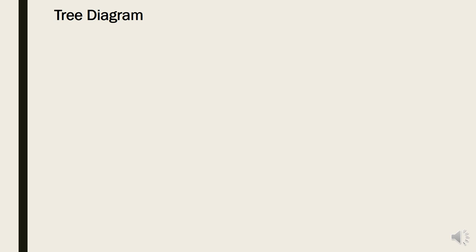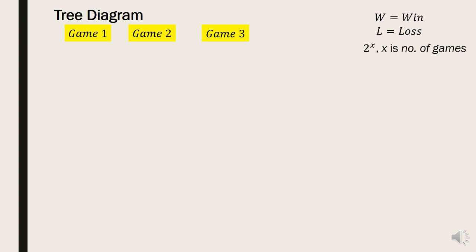So since the basketball team will play 3 consecutive games, we have game 1, game 2, and game 3. If you can still recall, the possible outcomes in playing basketball are W, which stands for win, and L, which stands for loss. Since there are 2 possible outcomes, we will use 2 raised to X, where X is the number of games. For example, in game number 1, what are the possible outcomes? We have 2 raised to 1, which is equal to 2, and the outcomes are win or W and loss or L.